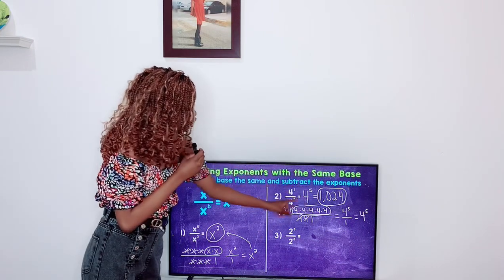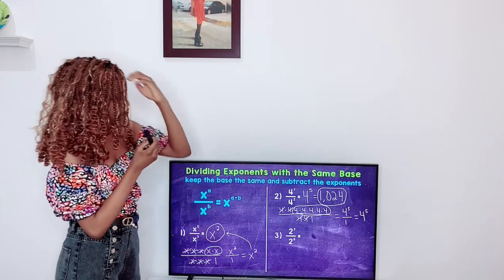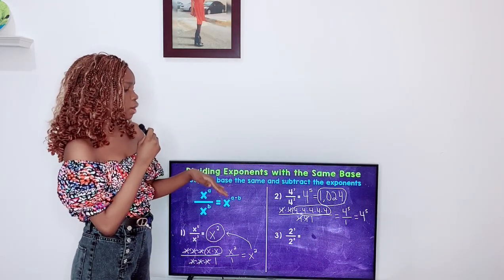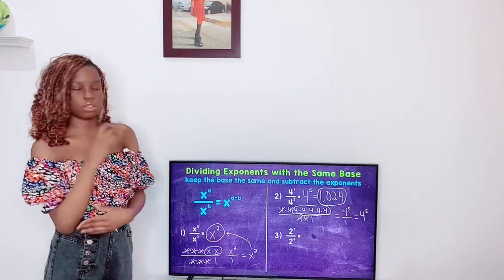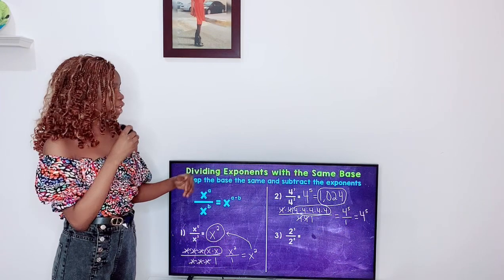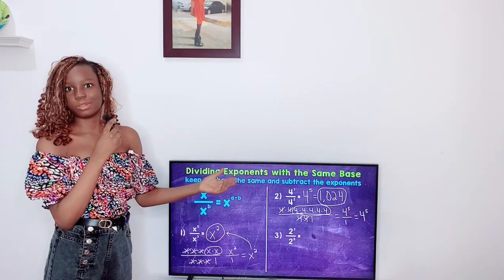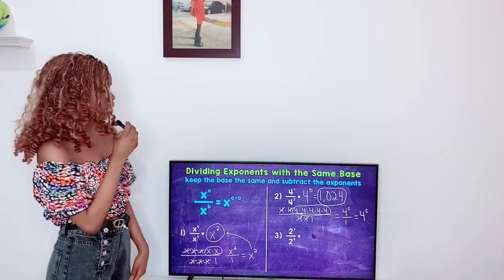So 4 raised to the power of 5 is equal to 4 raised to the power of 5 over 1, which again, anything over 1 is basically the same thing as that number, okay? So 4 raised to the power of 5 over 1 is basically the same thing as 4 raised to the power of 5. That's basically how to solve it.